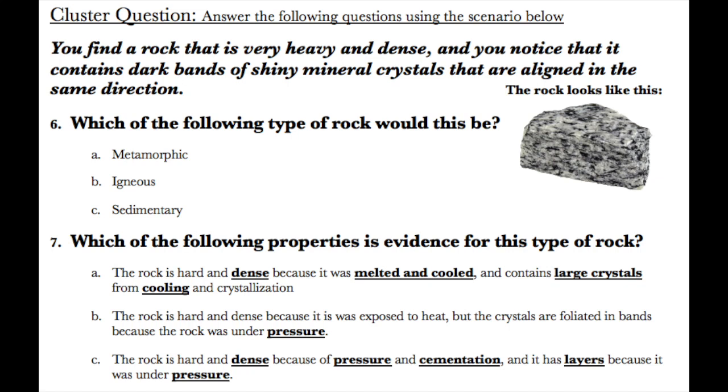Cluster question. Answer the following questions using the scenario below. You find a rock that is very heavy and dense, and you notice that it contains dark bands of shiny mineral crystals that are aligned in the same direction. The rock looks like this. Which of the following type of rock would this be? A, metamorphic. B, igneous. C, sedimentary.